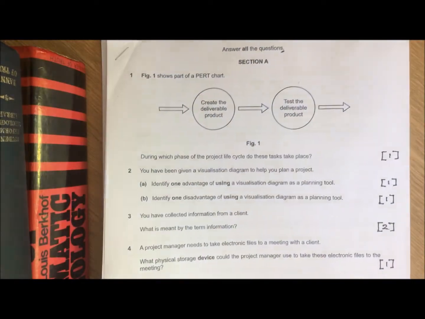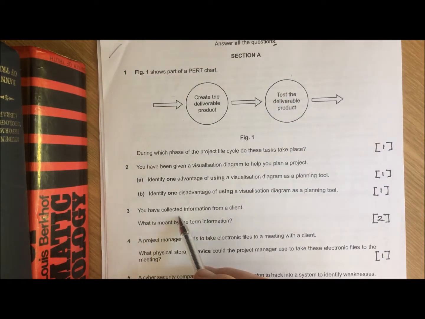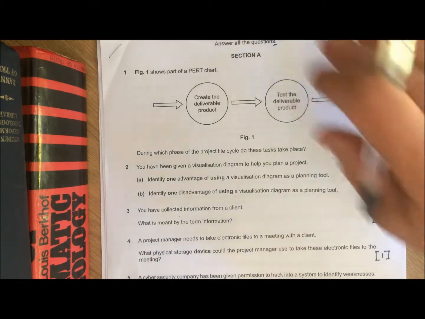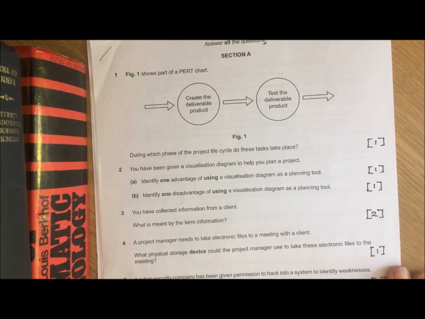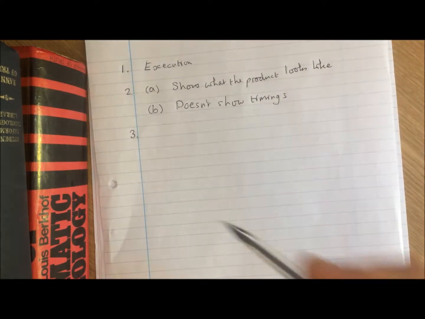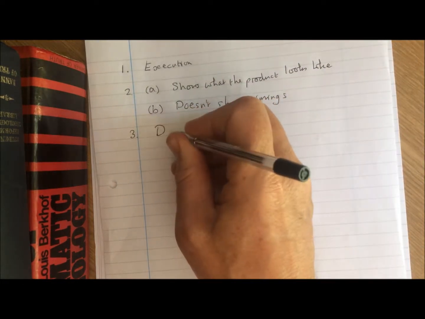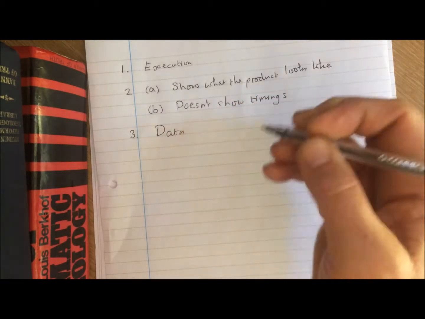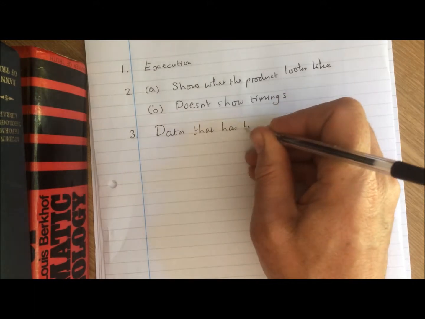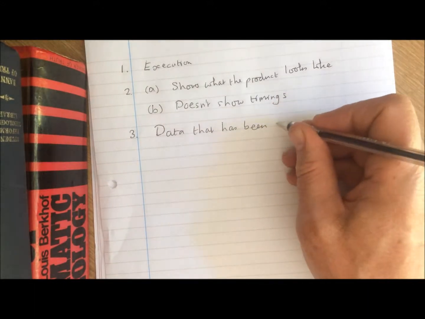Number 3, you have collected information from a client. What is meant by the term information? Now we've got to be very clear here. Information is a specific term when we talk about it in IT, information technology. Data and information are two different things. So information is data. Data are the raw facts. Information is data that has been processed. In other words, you have done something with the data.